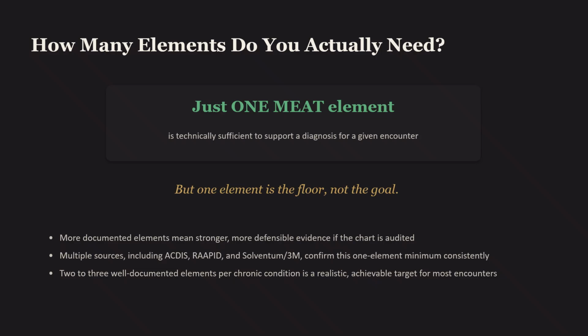Okay, so this is one of the questions I get asked a lot. How many of the 4 MEAT elements do I actually need to support a diagnosis? And the answer to that is just one. One clearly documented MEAT element, monitor, evaluate, assess, or treat, is technically sufficient to support a diagnosis for that encounter. This is confirmed consistently across industry sources, including ACDIS, RAPID, and the Solventum, formerly 3M HIM guidance.